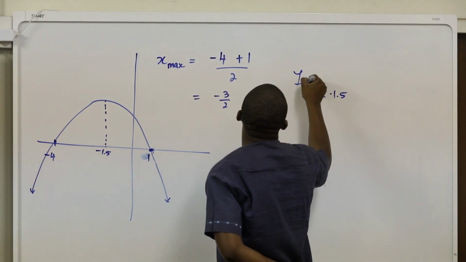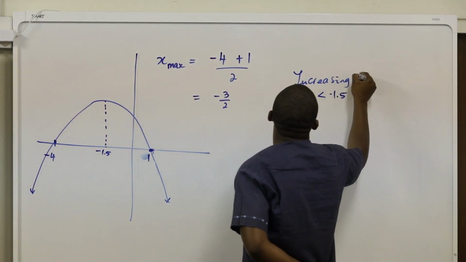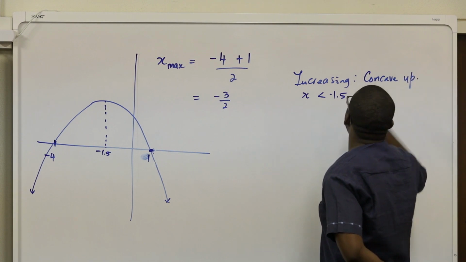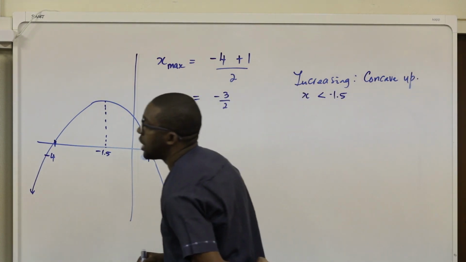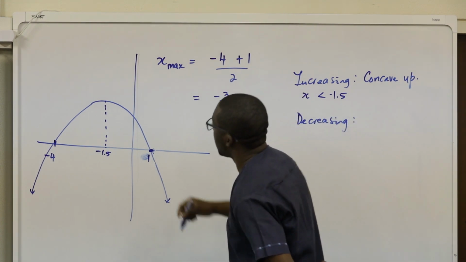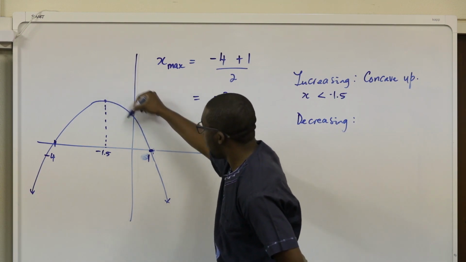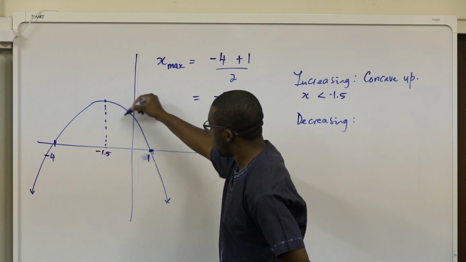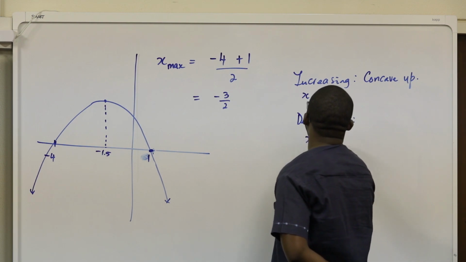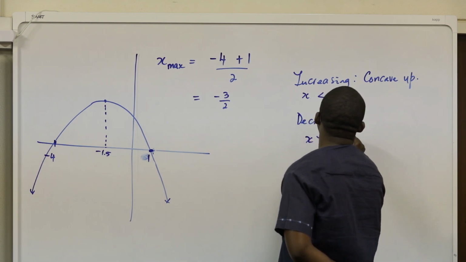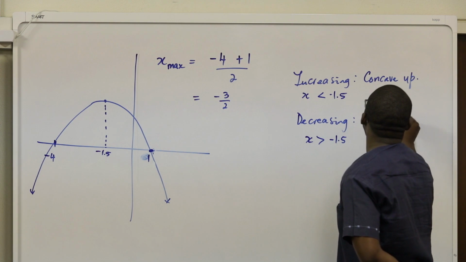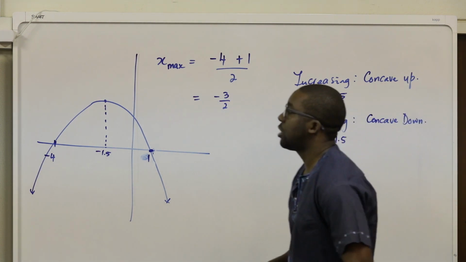This is increasing, but what do we mean by increasing? This is otherwise known as concave up. Where was it decreasing? In the converse sense, the function was decreasing from x equal to -1.5 up to infinity. For all those values, the function was decreasing. So this is for x greater than -1.5. Another way of saying exactly the same thing is to say, where is the function concave down?